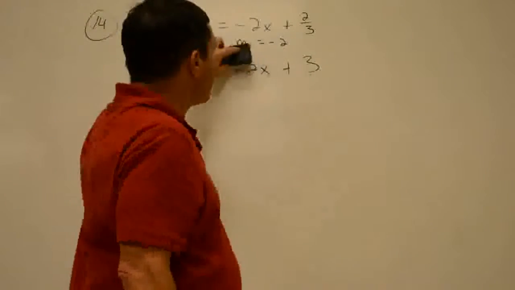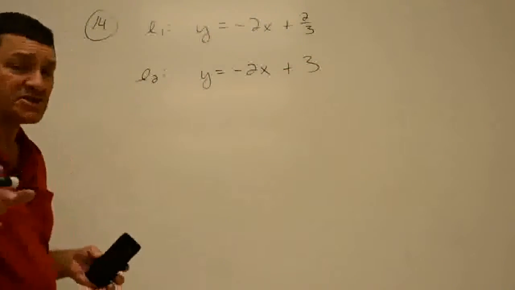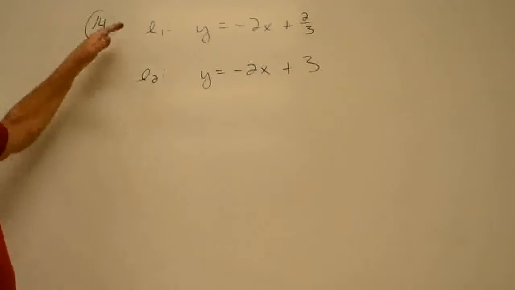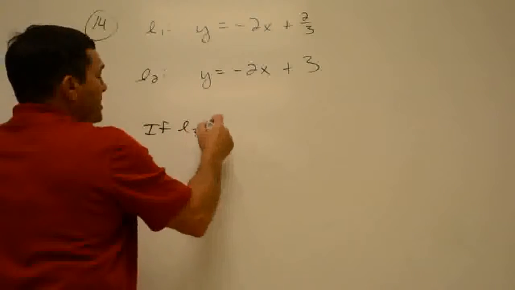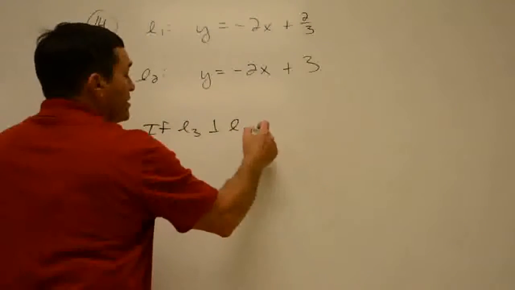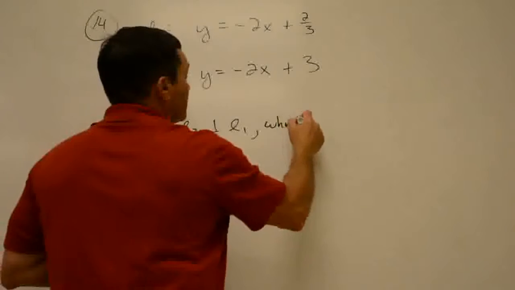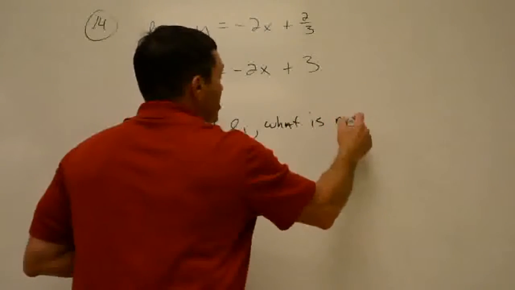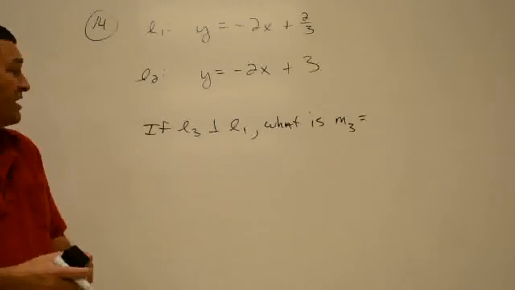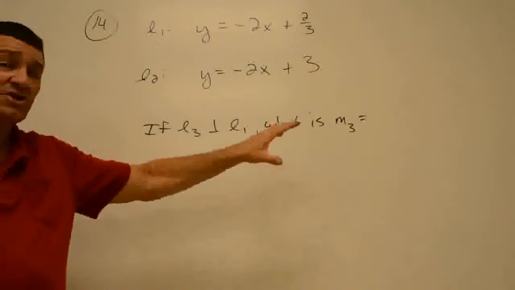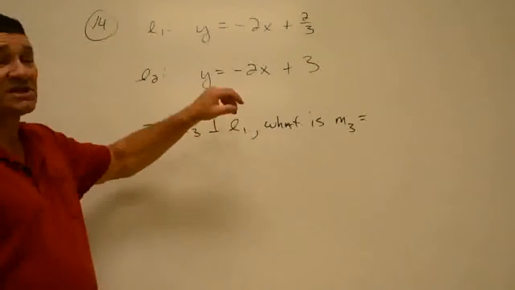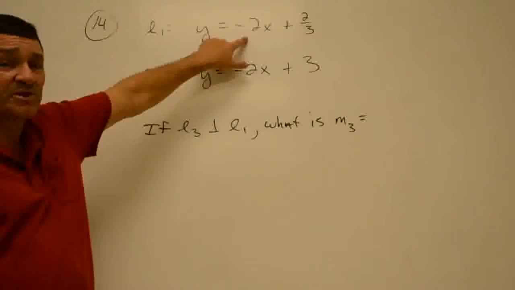What if I added an additional question? Now, this is not in the text, but what if we asked, if line 3 is perpendicular to line 1, what is the slope of line 3? If I tell you I have a line that's perpendicular to line 1, what would its slope be? And you just smile and grin and say, you silly goose, it's the negative reciprocal of negative 2.